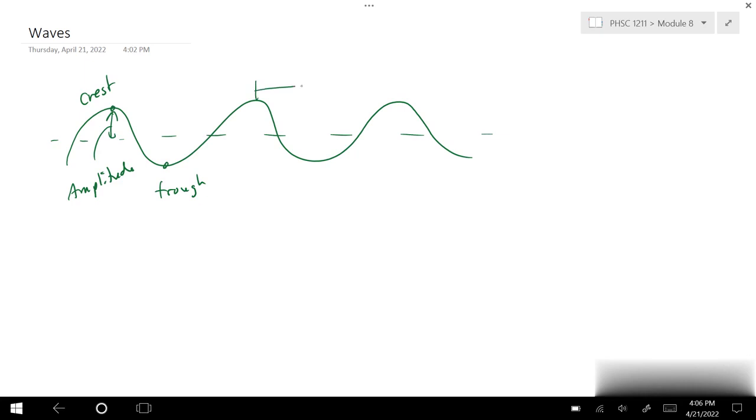So these are the physical components. And if we do some measurements, if we go from crest to crest, or trough to trough, this is the wavelength, and we use the Greek letter lambda to represent wavelength. This would be a wavelength as well. So that is one complete wave. So you want to go through and look at the components.